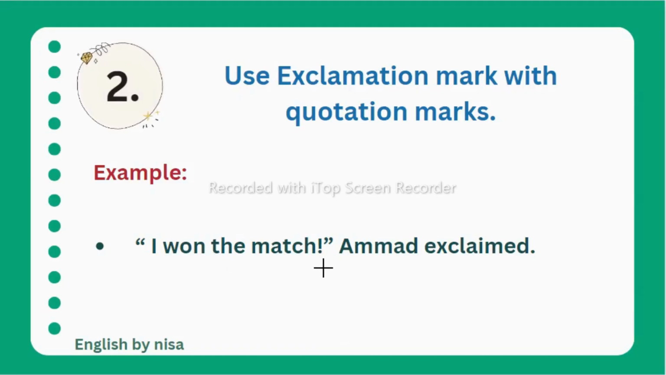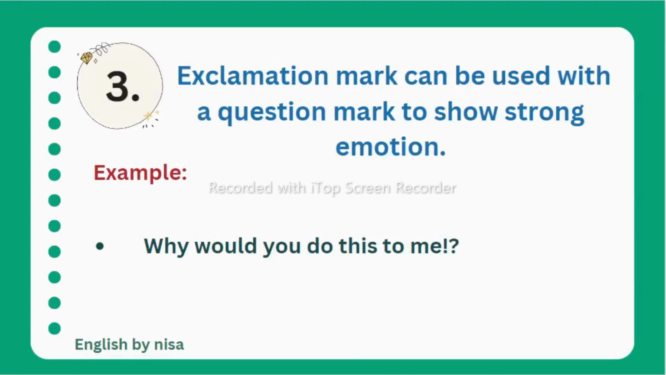"I won the match!" He is saying it in excitement, so we put an exclamation mark here. No need to put a comma. If you put an exclamation mark and then a comma, it will be wrong. Simply put the exclamation mark. Then "Ahmad exclaimed," meaning Ahmad said.